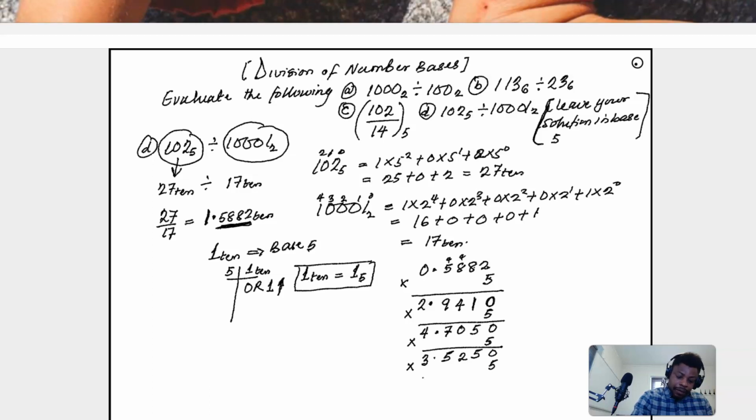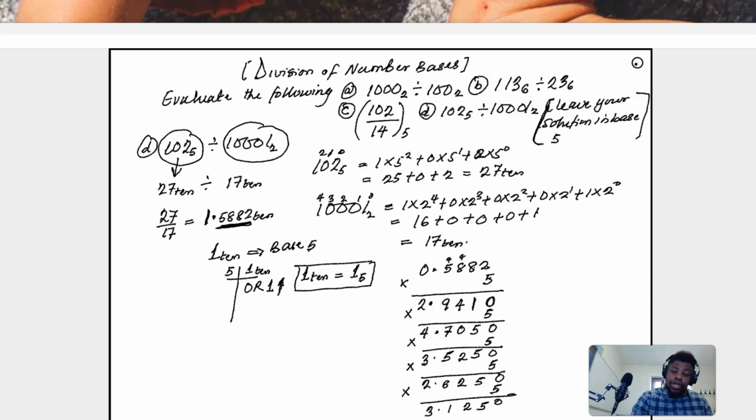Now times 5. 25, remainder 2. 10, 12, remainder 1. 25, 26, then 2 here. 5, 25, remainder 2, 10, 12, remainder 1, 30, 31, then 3. So you can see that this will continue, you will continue to multiply.